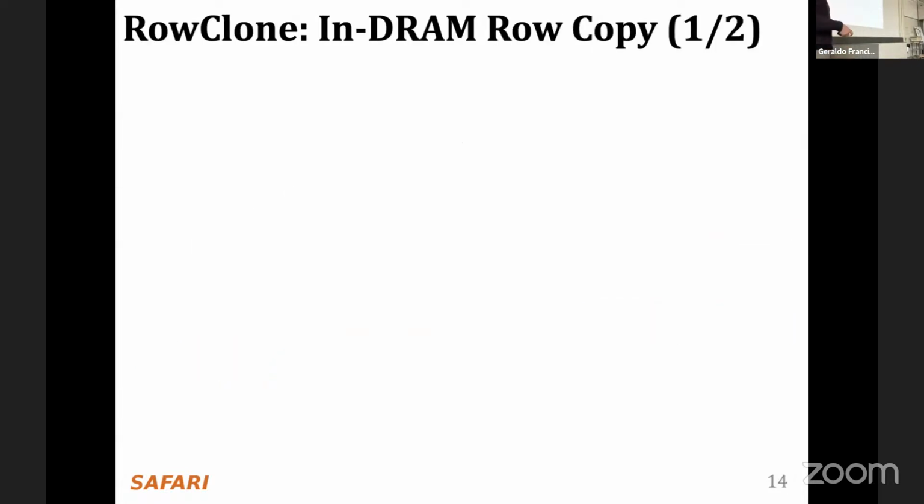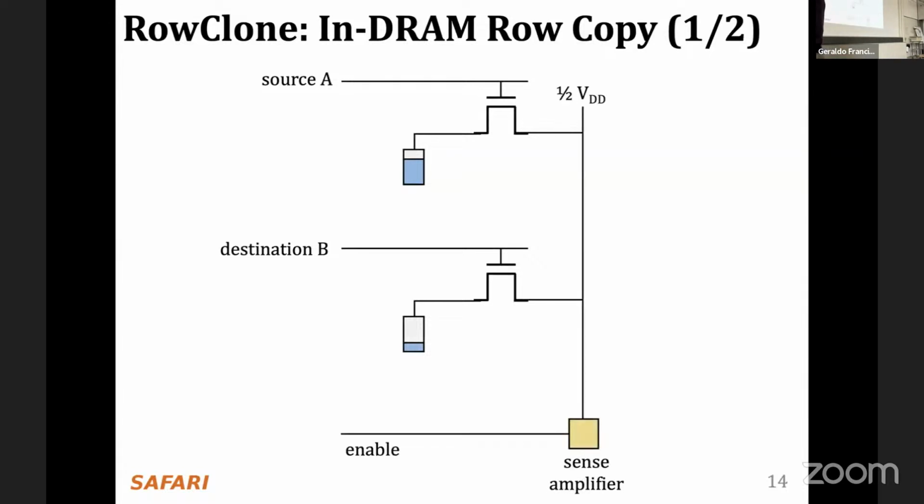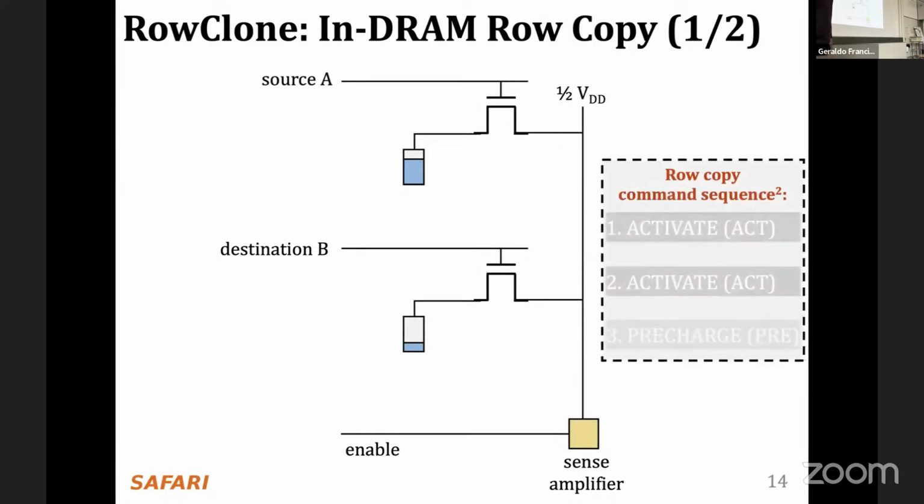So prior works have shown that we can leverage these operating principles of DRAM to implement in-DRAM row copy or majority operations. Let's say that you want to copy a source row A into a destination row B, where both rows share the same bit line. Ambit proposed a sequence of DRAM commands called activate-activate-precharge, which allows us to copy source row A to destination row B without the intervention of the CPU.